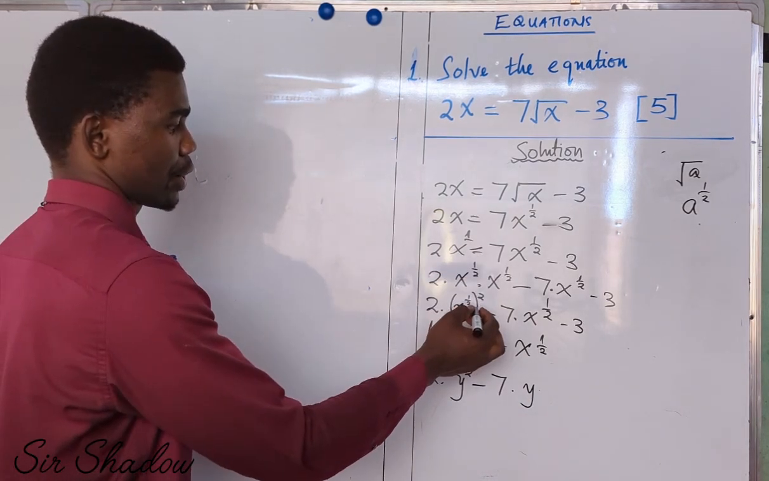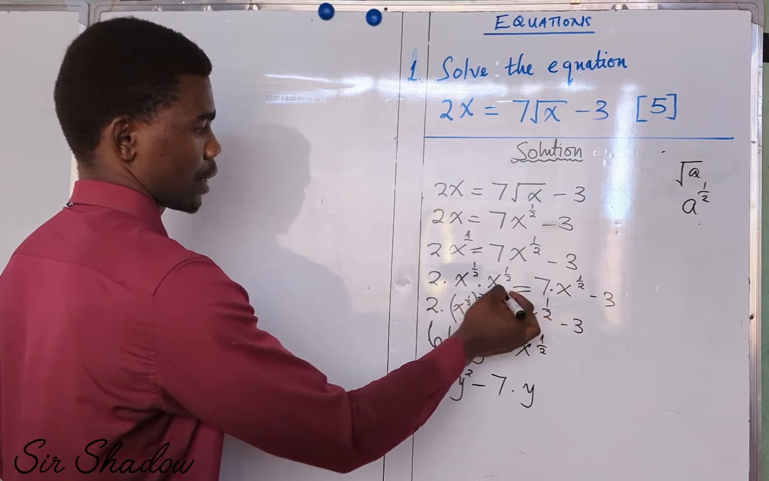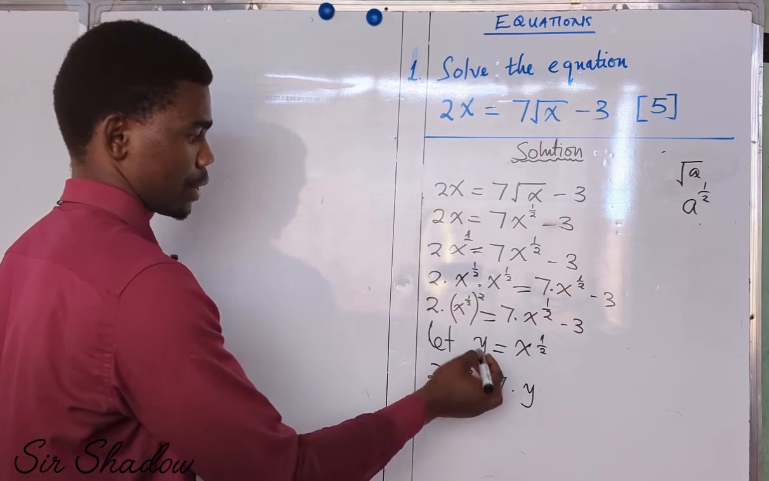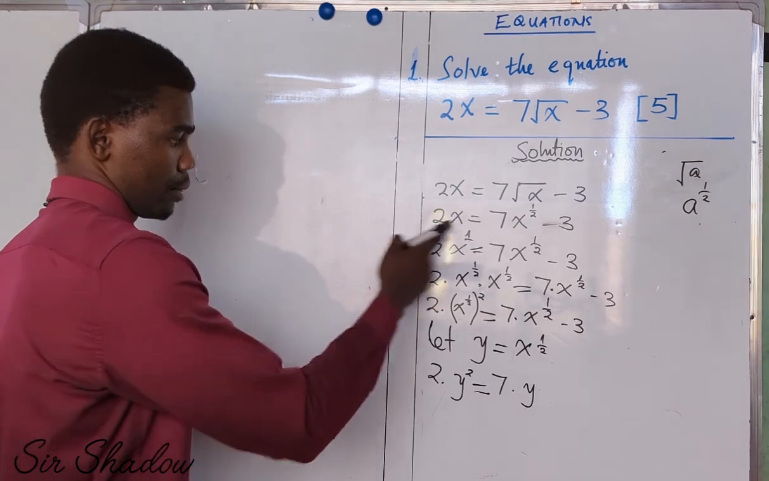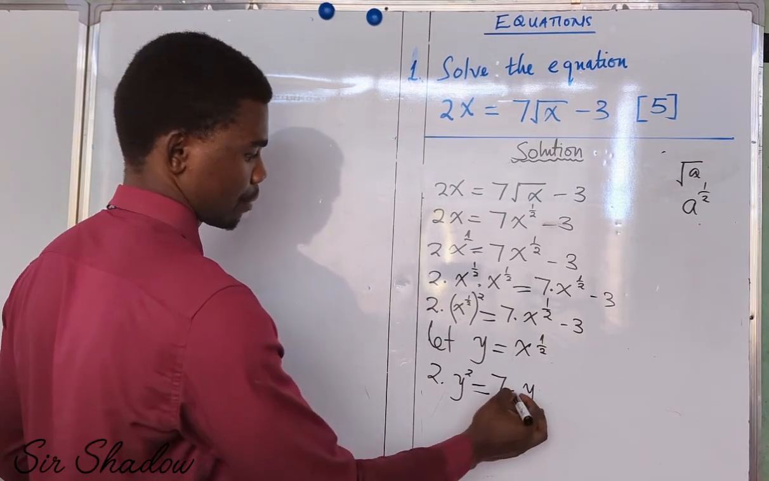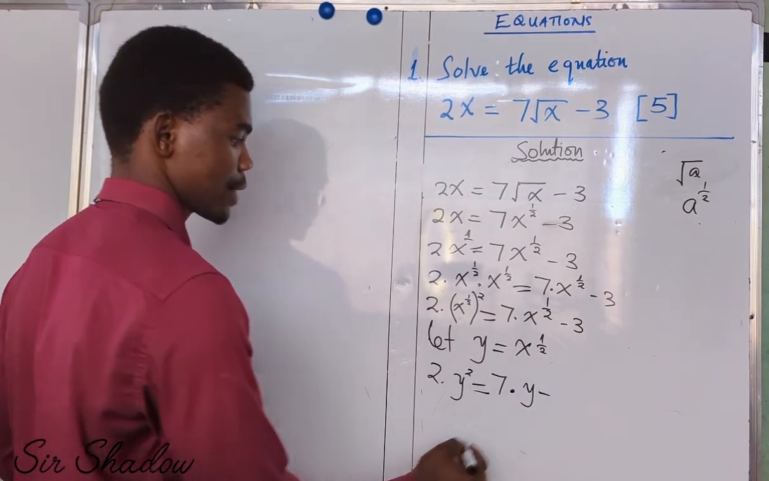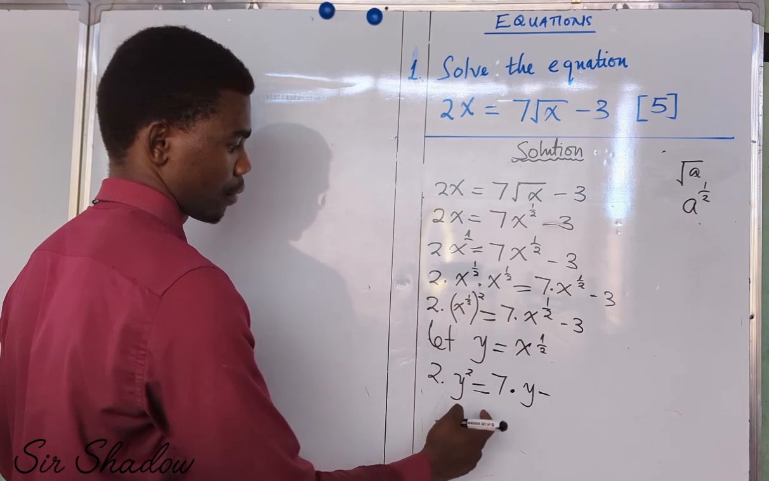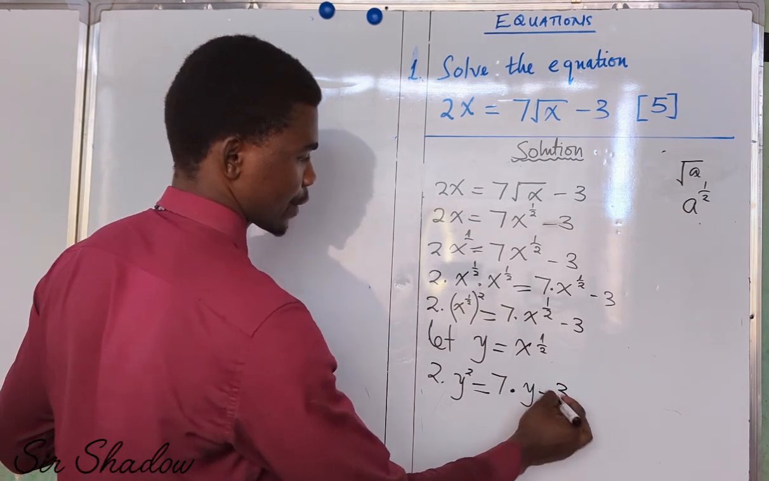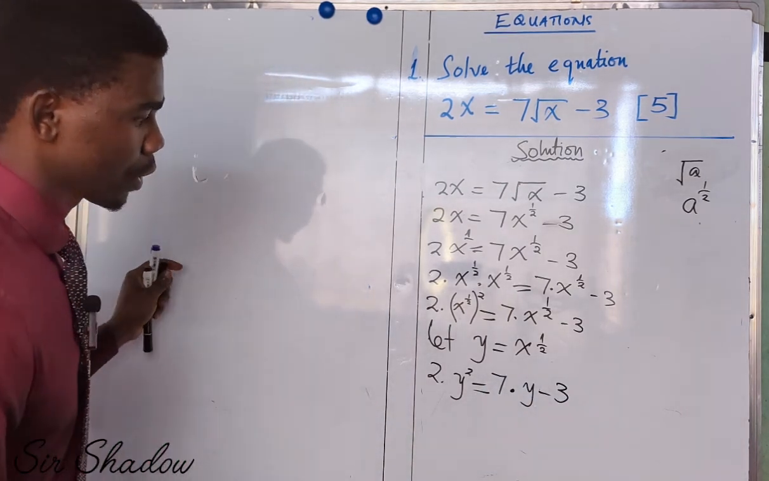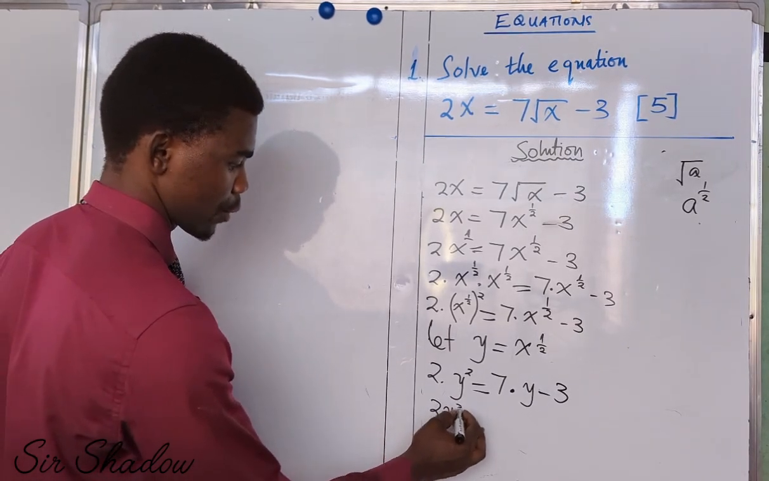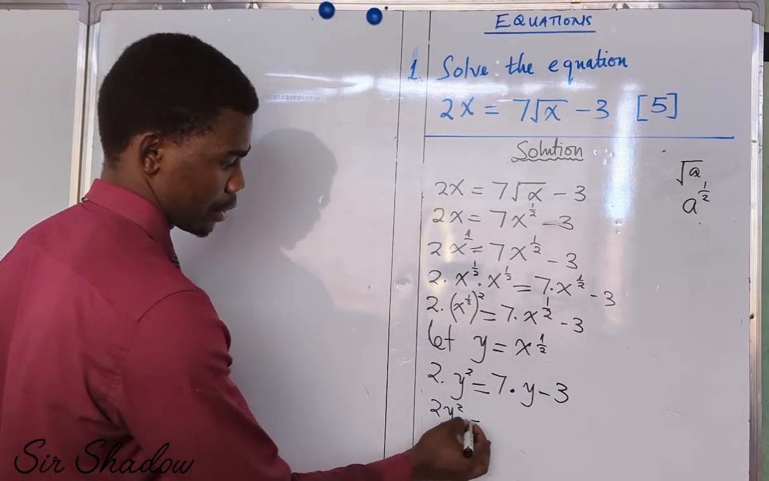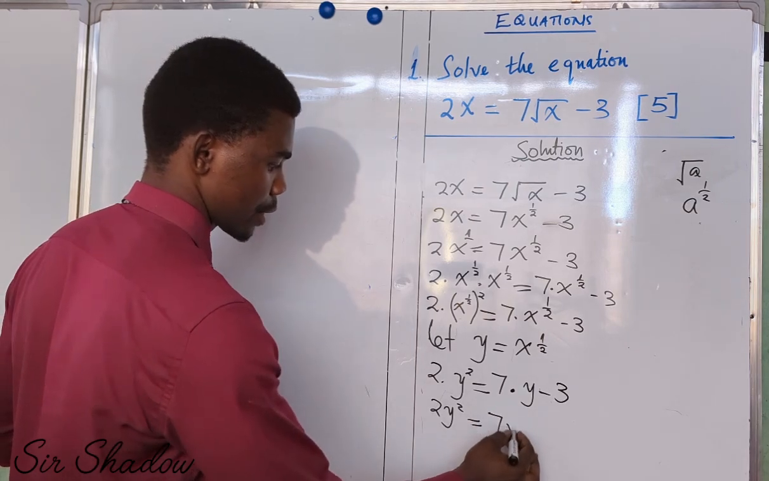So we are dealing with subtraction here, and the same applies to this. So this becomes minus 3. So this gives us 2y squared is equal to 7y minus 3.